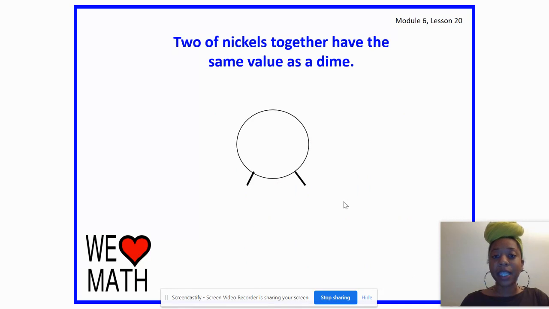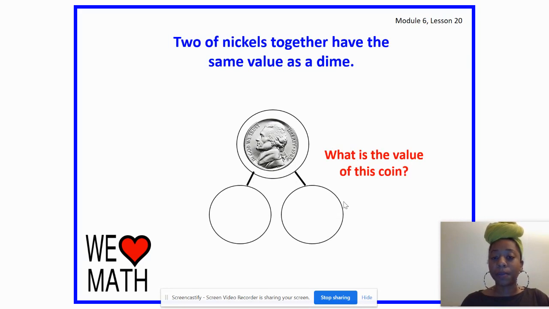Okay, let's see what happens when I put 2 nickels together. What is the value of this coin? You got it, it's 5. This coin is worth 5 cents. And this coin is called a nickel. You're right, this coin is called a nickel.